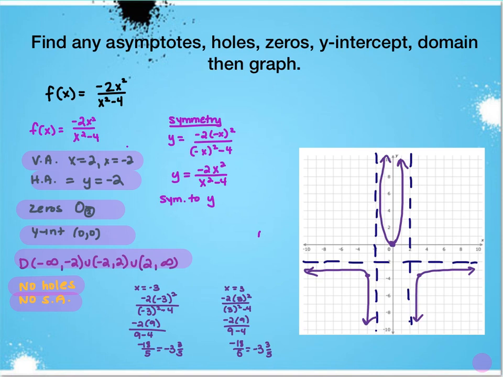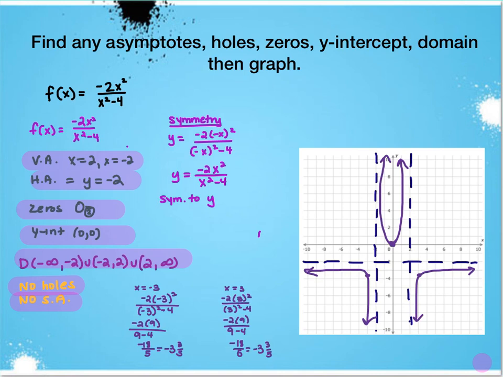Don't forget that. There's a 0 at 2, and the multiplicity is actually 2. You don't need to include it there, but that does help you know that it's going to bounce at 2. And then the y-intercept is 0, 0. Remember, the zeros are a list, and the intercepts are in coordinate point form. Domain goes negative infinity to negative 2, union negative 2 to positive 2, union 2 to positive infinity. There's no holes and there's no slant asymptote.